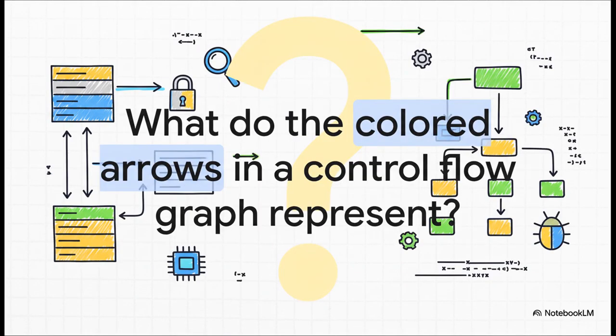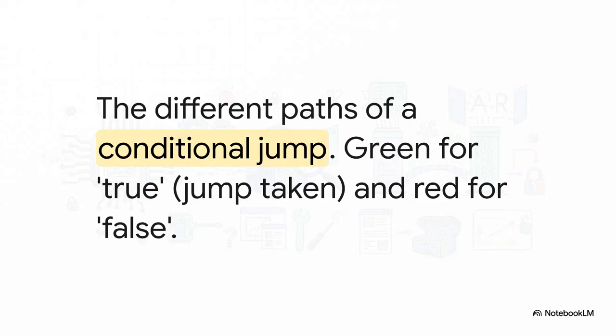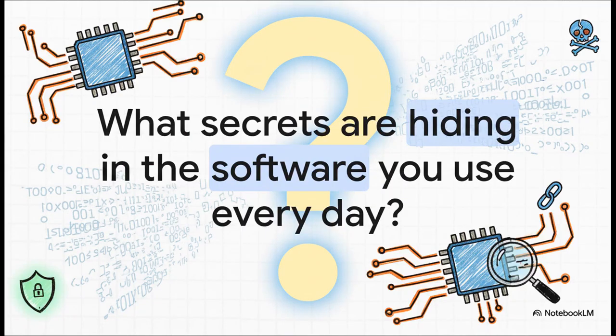All right, question number 2. Think back to that cool flowchart graph we looked at. What do those different colored arrows, like the red and green ones, coming off a decision point actually mean? And the answer is, they show the different paths the program can take. So a green arrow usually means the condition was true, go this way, and a red arrow means the condition was false, go that way. It's a visual map of the program's brain making a choice. Simple as that.